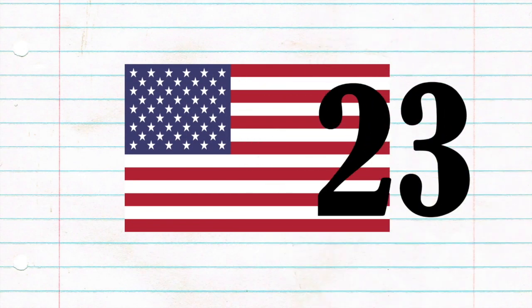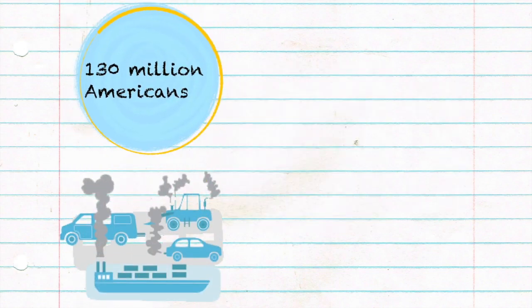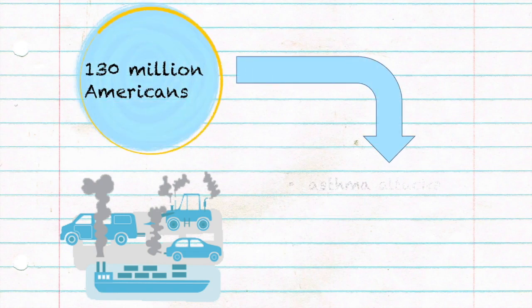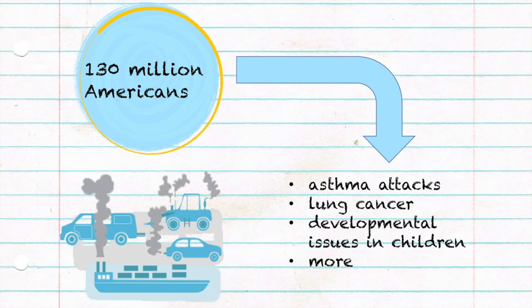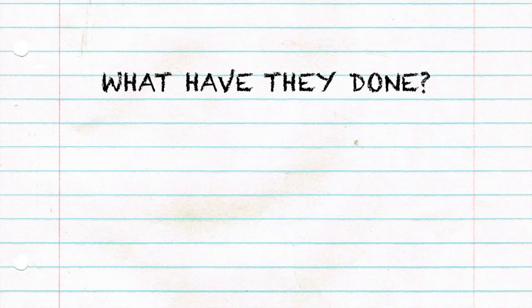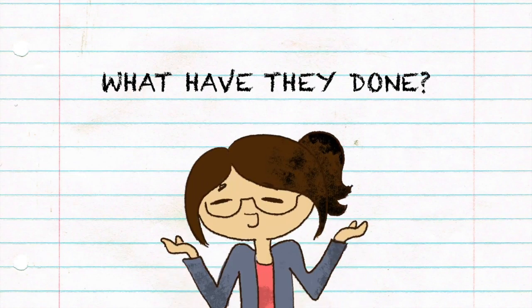Even though America is one of the richest countries in the world and spends a lot of money on healthcare, they're just ranked 23rd for air quality. Studies show that approximately 130 million Americans live in cities with unhealthy levels of air pollution. The health risks of living in a city with poor air quality include asthma attacks, lung cancer, and developmental issues in children. So, what has the United States done?